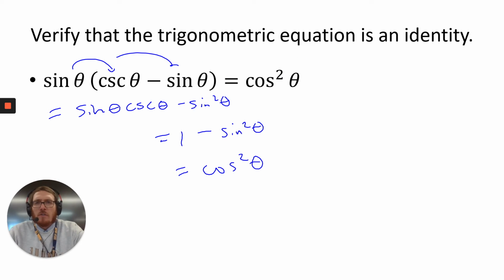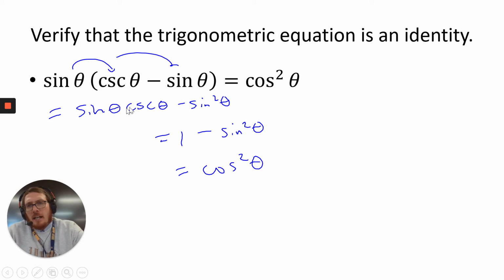The next questions are just verifying identities. I tried to pick a few that I thought are attainable and that you could follow along with. Anytime you have an identity, the goal is to start with one side to prove the other side. So for this first side, remember the goals are make things sines and cosines, distribute, things like that. So if I distribute sine into both of these things, I get sine times cosecant of theta, and then minus sine times sine is sine squared.